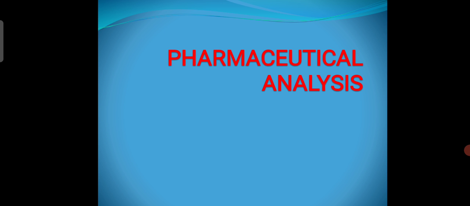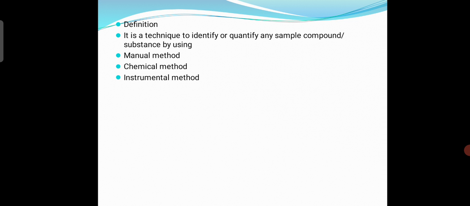So, let's start our class, and this is our very first class, and our first chapter is pharmaceutical analysis. Actually, this is a basic thing, so you have to understand it very clearly. First of all, we have to know what is pharmaceutical analysis. Actually, it is a branch of chemistry, and it is a technique.